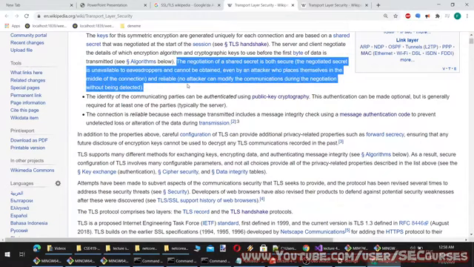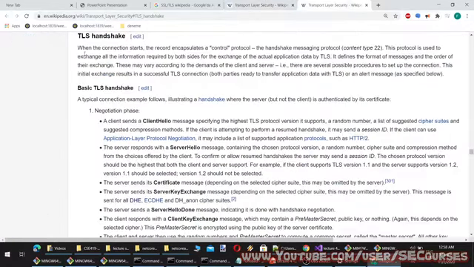So this is really important. Let's read it again. The negotiation of a shared secret is both secure. The negotiated secret is unavailable to eavesdroppers and cannot be obtained, even by an attacker who places themselves in the middle of the connection, and reliable. No attacker can modify the communications during the negotiation without being detected. So, the TLS handshake, let's read it.